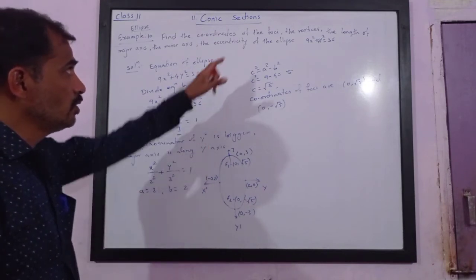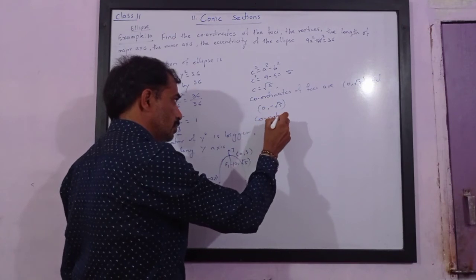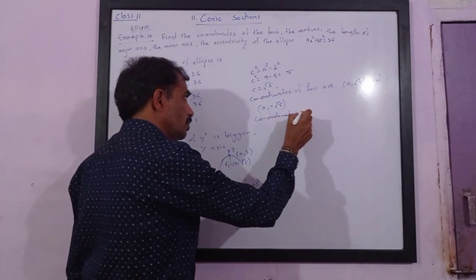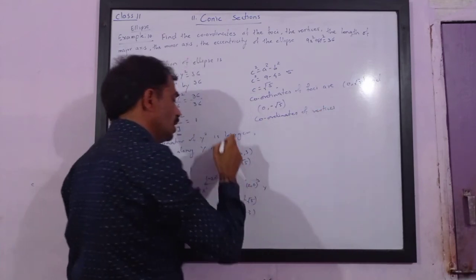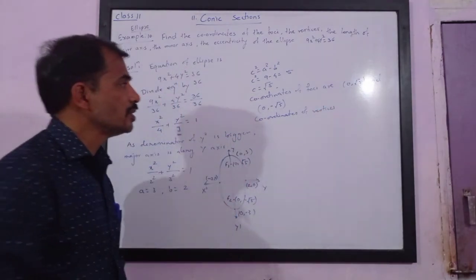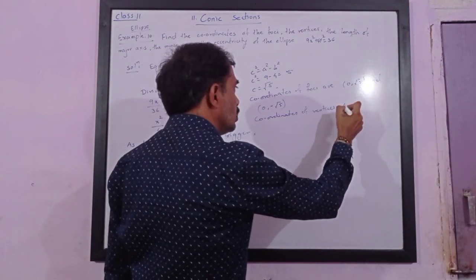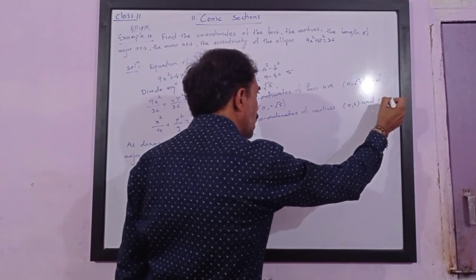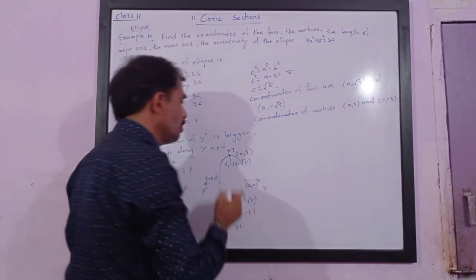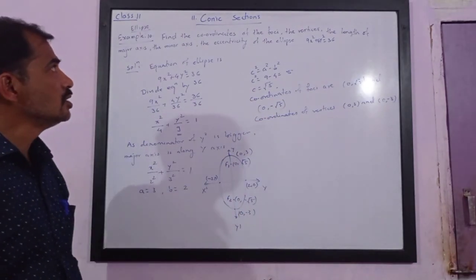Now the coordinates of the vertices, that is where the major axis cuts the ellipse. So the major axis cuts the ellipse at 0, 3 and 0, minus 3. Please again note, the major axis is along the y-axis, so the x coordinates are 0.